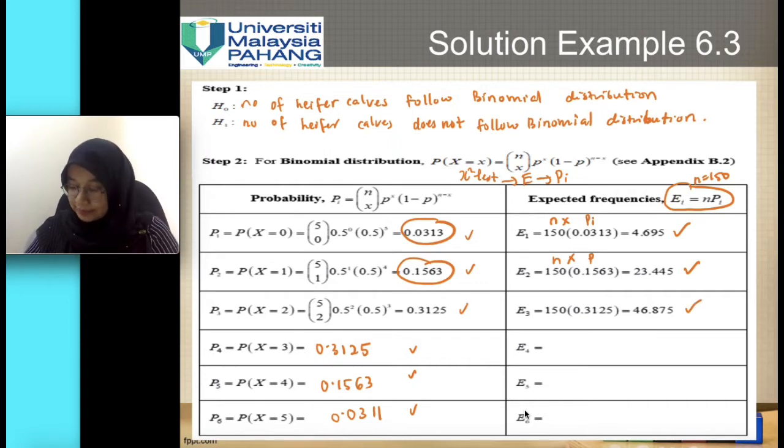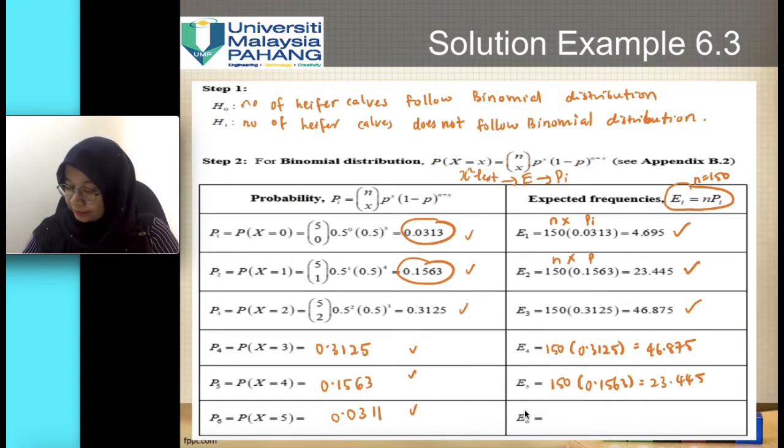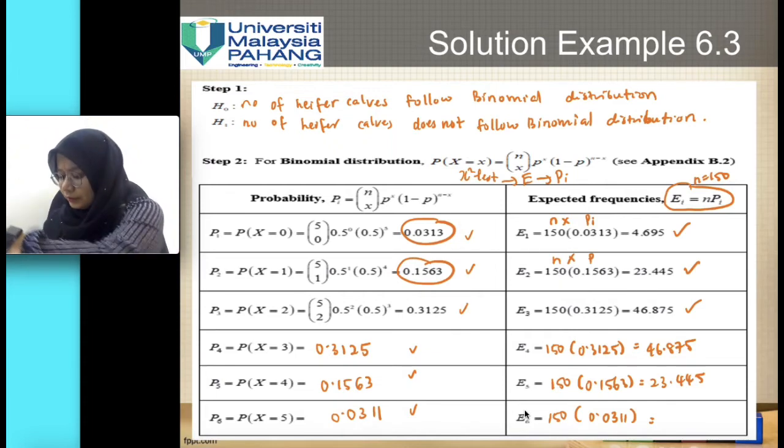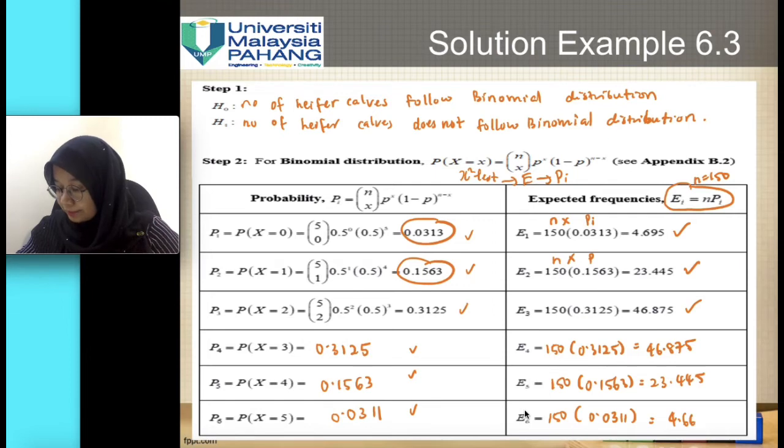You will get 23.445. Okay. Next, E3: 150 times 0.3125. You will get 46.875. Next, 150 times 0.1563. You will get 23.445. And then here 150 times 0.0311. So take your calculator. 0.0311 times 150. You will get 4.665.